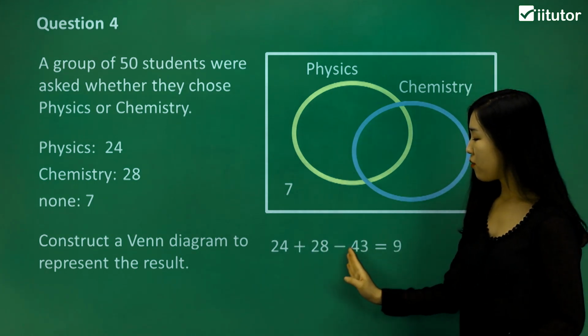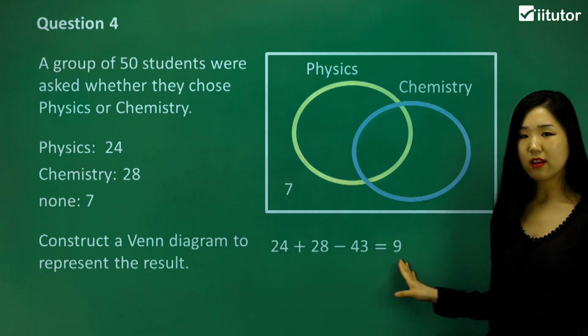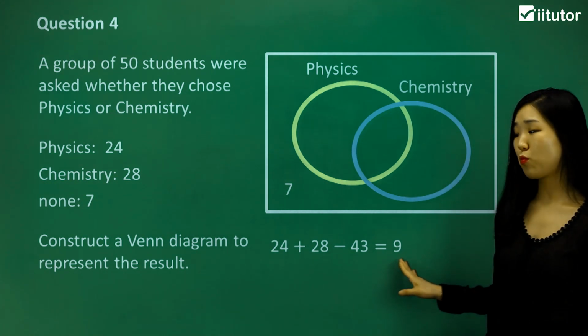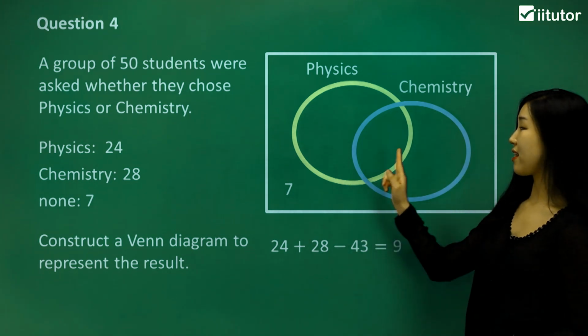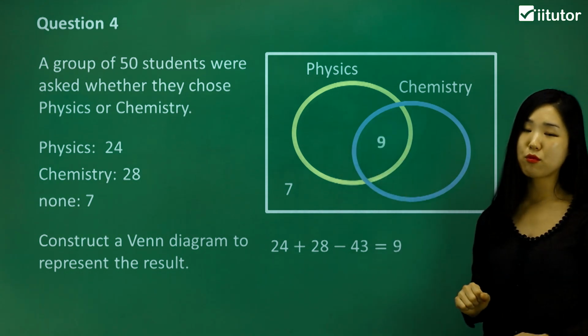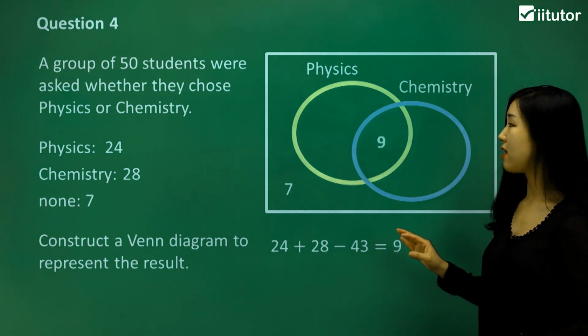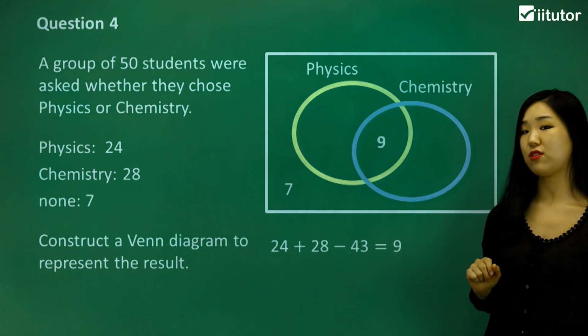If I minus the 43 away from those, I actually get a leftover, which is 9. The reason we have a leftover is because there are overlapping parts. Like I've drawn on the Venn diagram, there's an overlapping part. So that part would represent 9. That part is satisfying for both physics and chemistry. That's why we have a leftover.